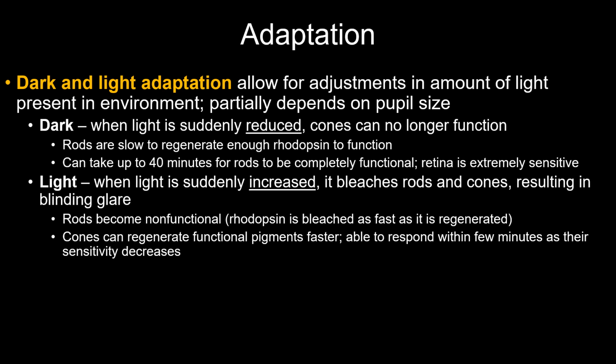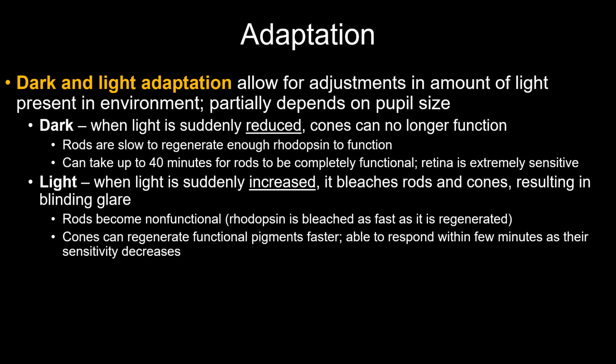Adjusting to darkness depends on the rods, as they're the photoreceptors that operate in dim light, remember? In bright light, all rhodopsin in the rods is bleached, and the rods are unable to function, and vision is going to depend on the cones. When light is suddenly reduced, cones can no longer function, and so rods are slow to regenerate enough rhodopsin to function. It can take as long as 40 minutes for dark adaptation to occur and for rods to be completely functional.